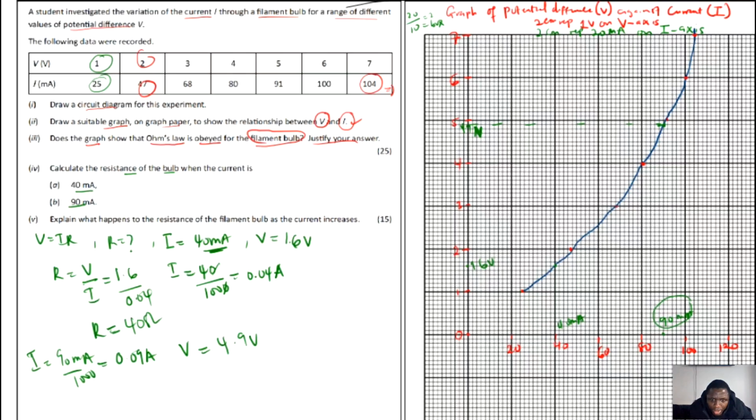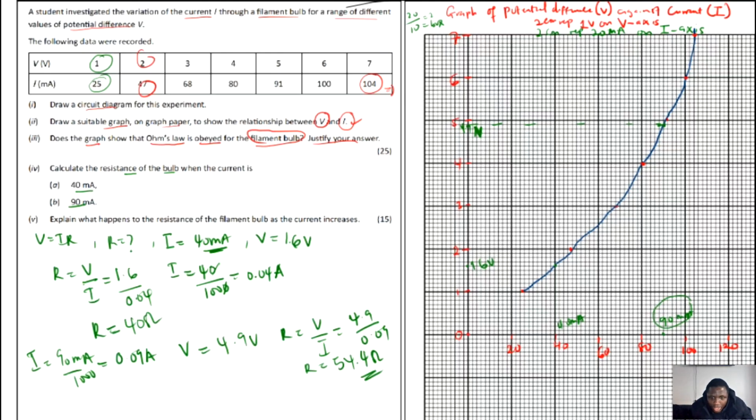So the resistance will be V over I, which is equal to 4.9 divided by 0.09. So we have R to be 54.4 ohms. So that's it, approximately 54.4 ohms. So that's about it for the calculation question.